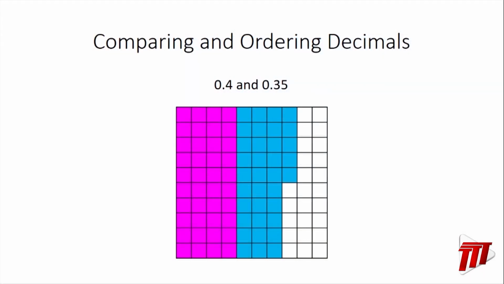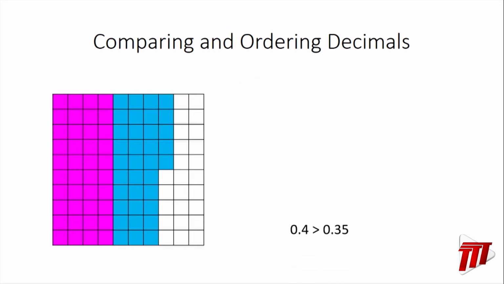We can see quite clearly that 4/10 is a larger decimal fraction than 35 hundredths. So 4/10 is greater than 35 hundredths. Put differently, 35 hundredths is less than 4/10.